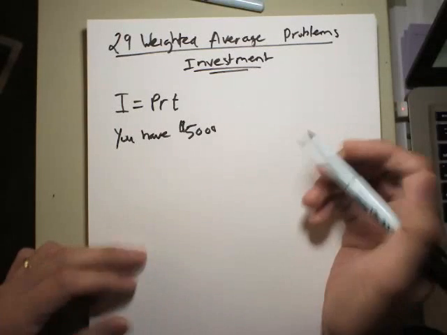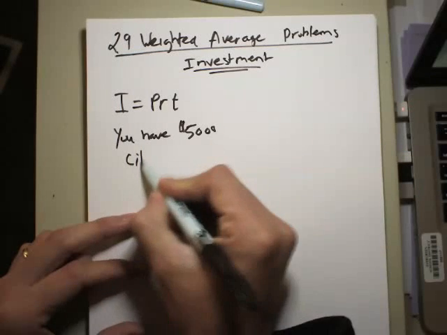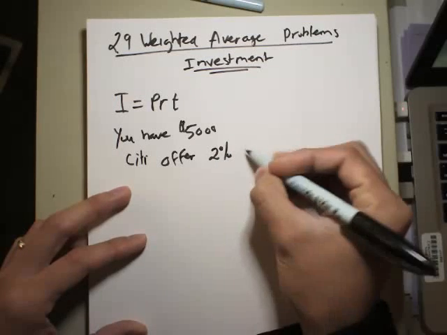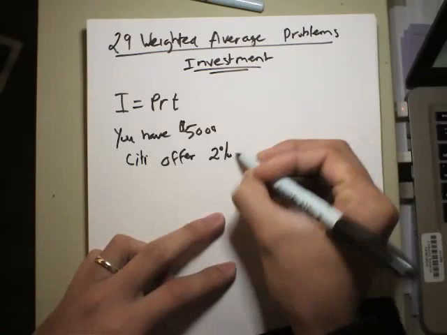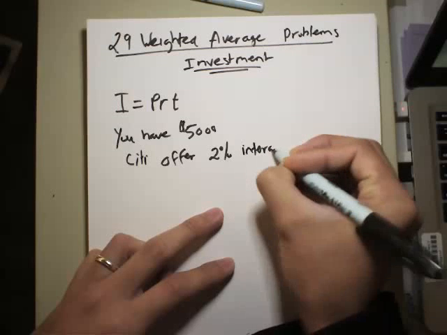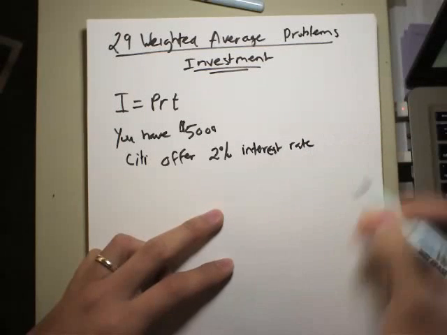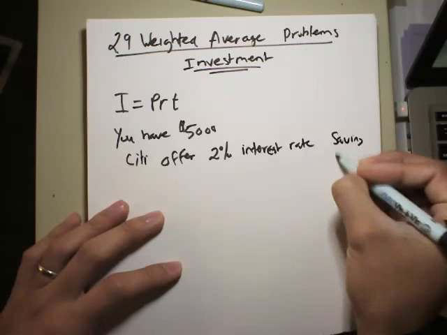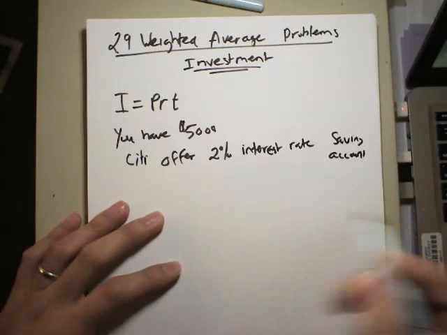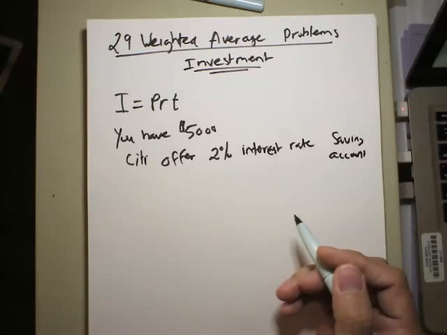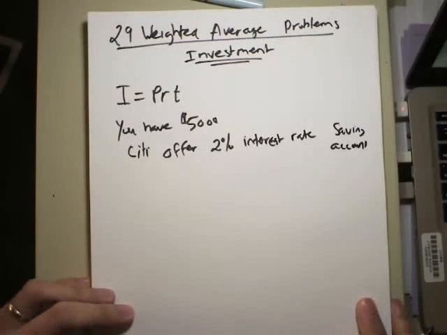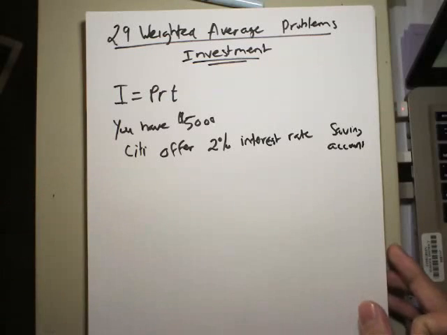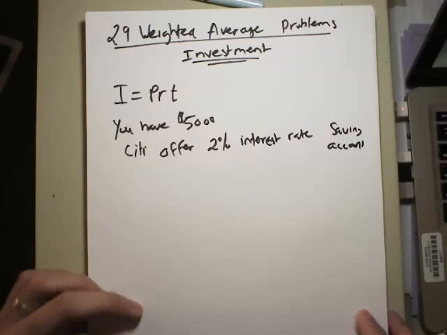Now Citibank happened to offer a 2% interest for a CD account, like a saving account. CD offers a 2% interest rate for a saving account, and you decide to go ahead and put it into that saving account. So how do you find the interest after a year? We'll make this simple by using what we call simple interest annually. So that means you get back your interest after a year of leaving it in the bank.